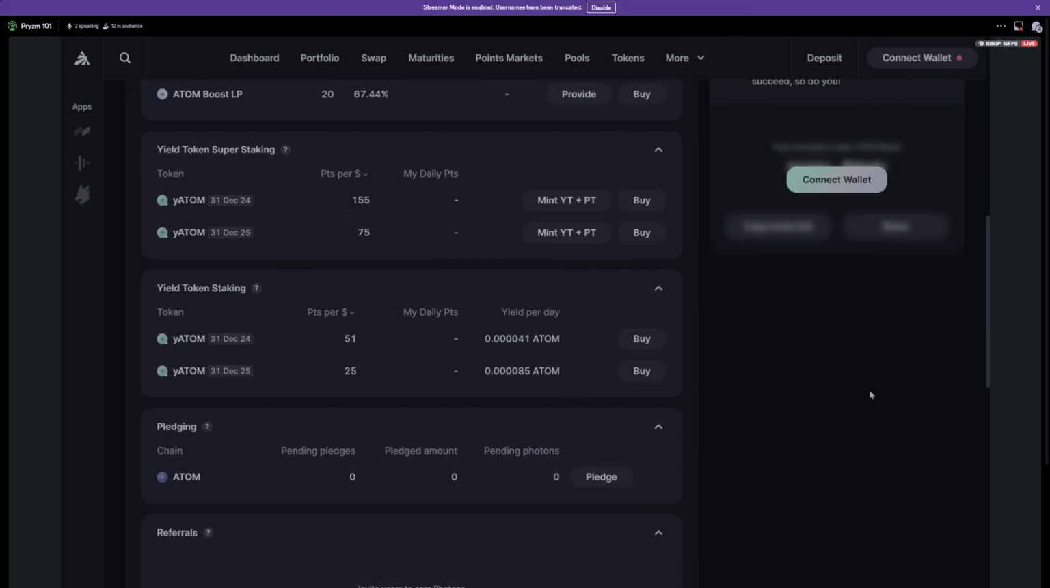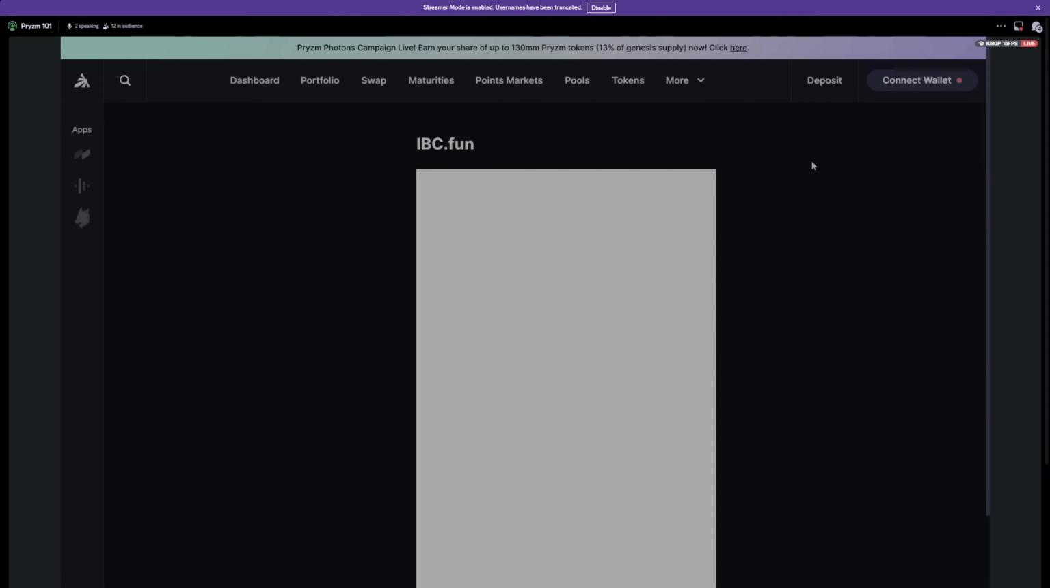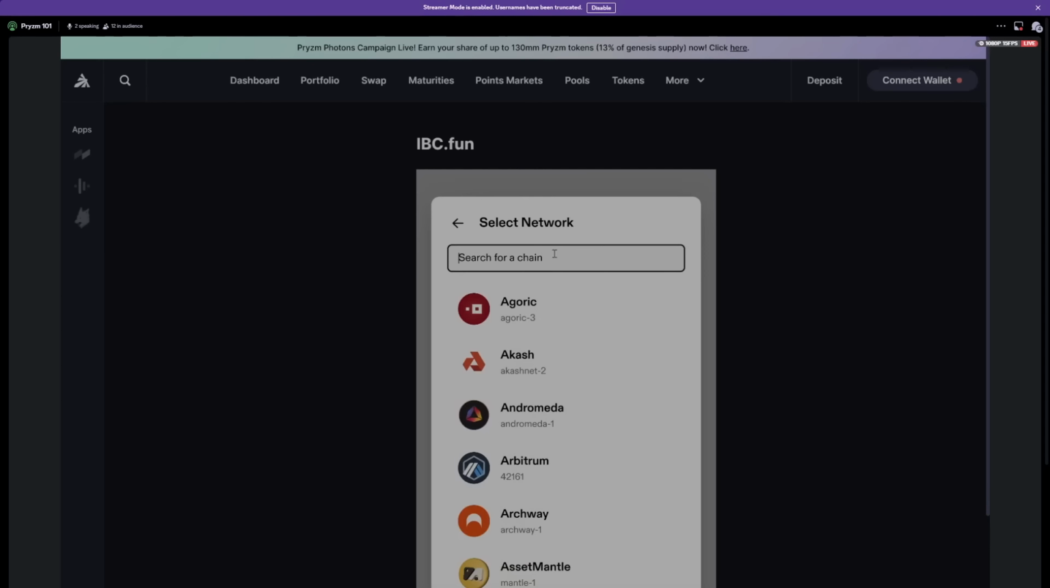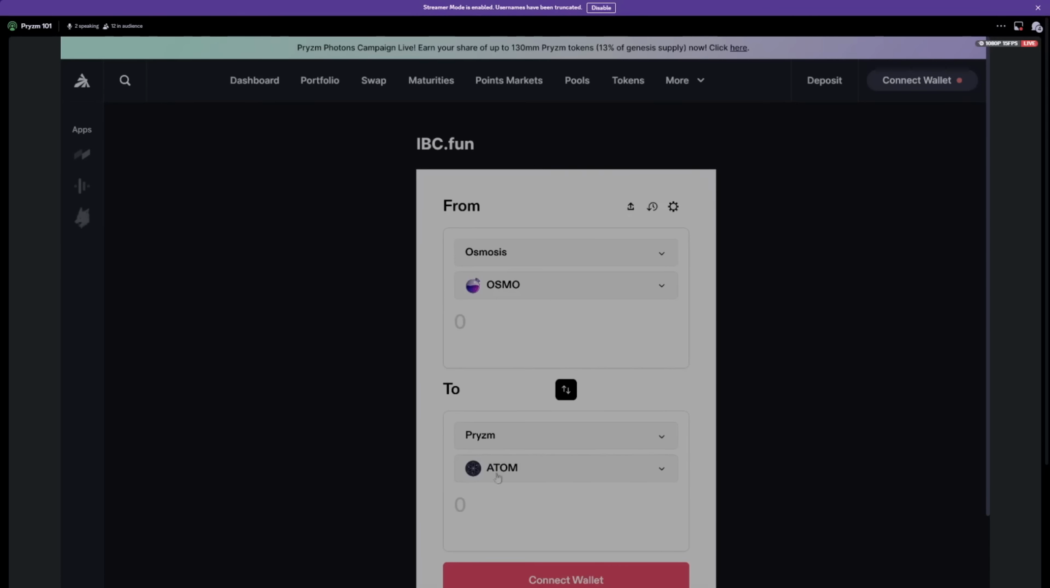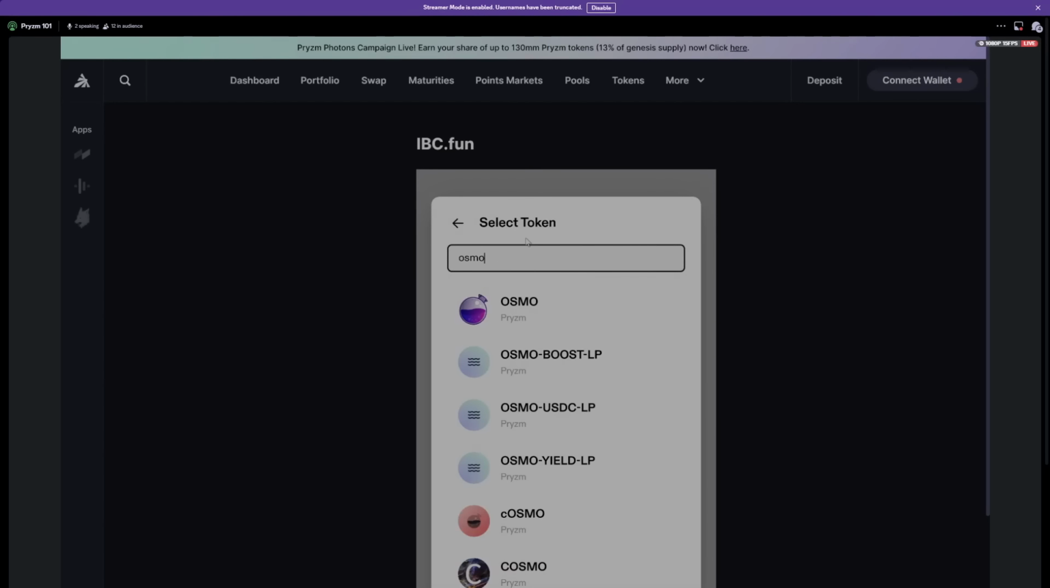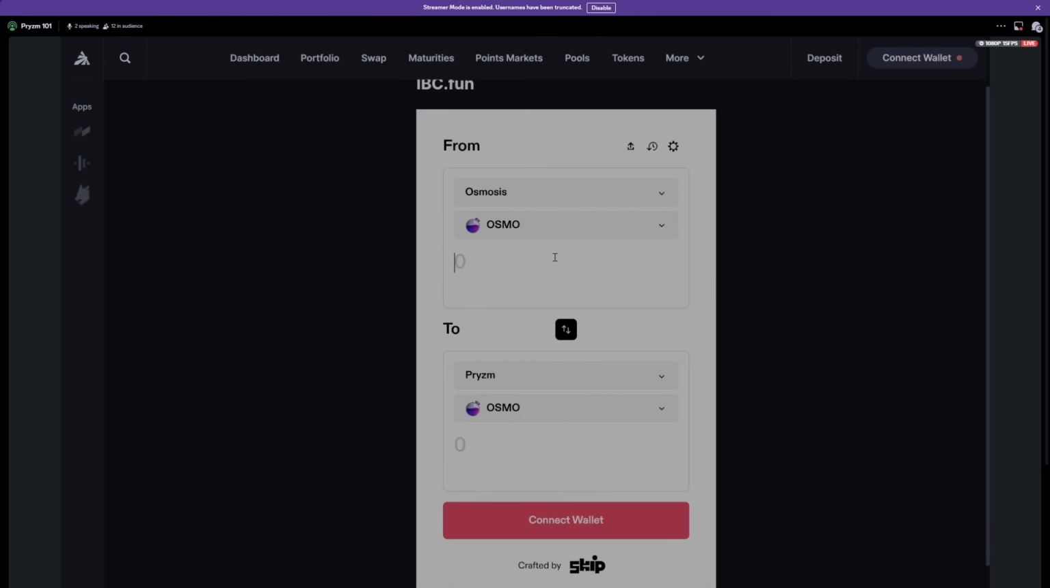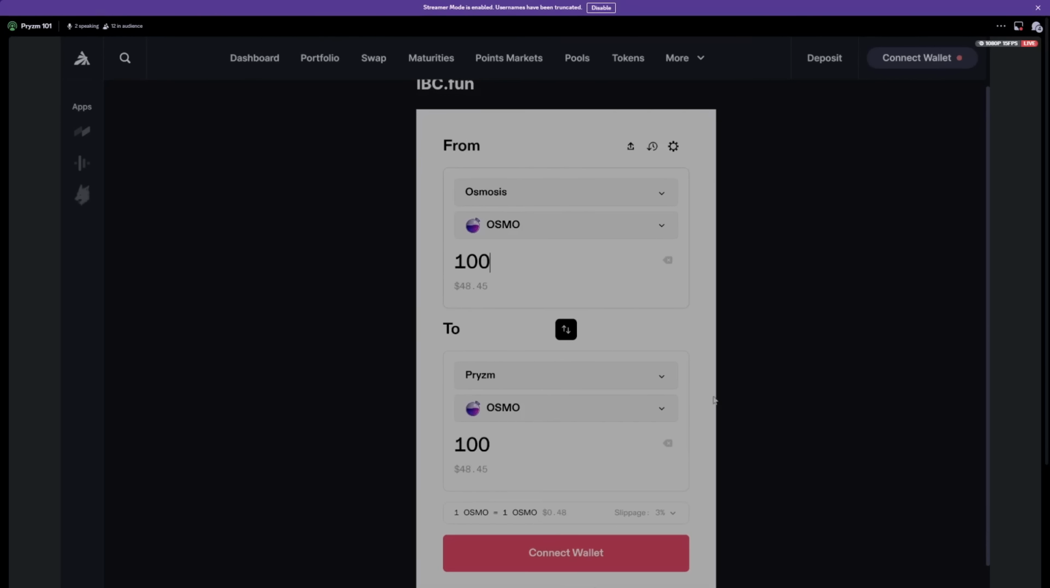One of the ones we get a lot is people wonder about bridging assets to Pryzm and what you can do. So actually super simple. If you click the deposit page here, you can select wherever your tokens are, say Osmosis, and say you've got some Osmo and you want to bring it over to Pryzm. It's super simple just to do it here, and it's all done in one click. You're going to send 100 Osmo from Osmosis to Pryzm, and have 100 Osmo on Pryzm.